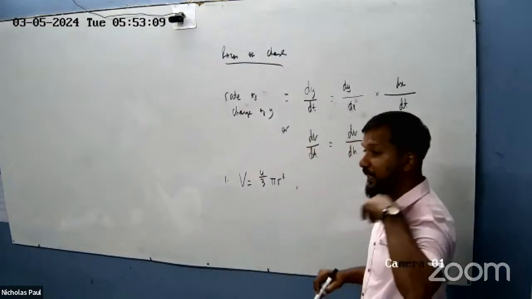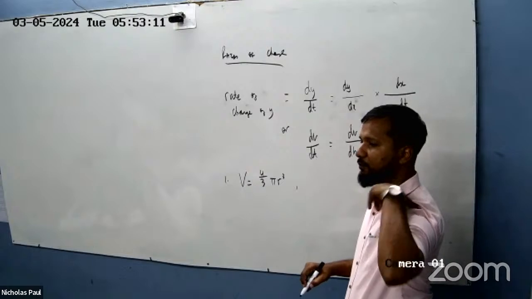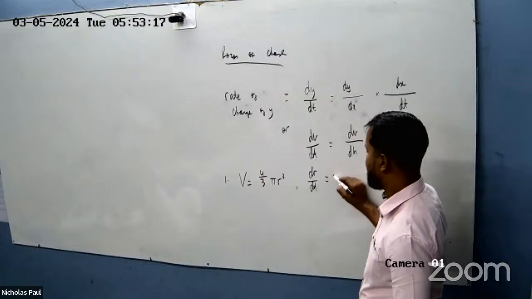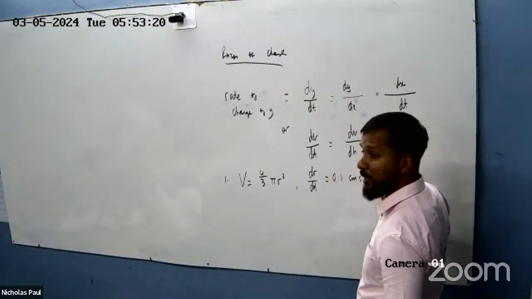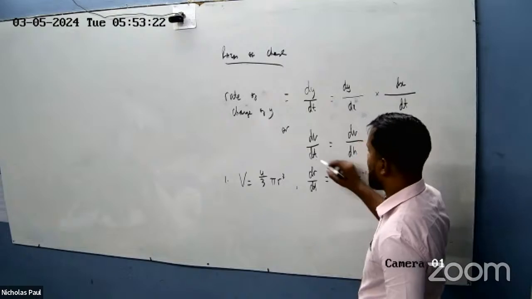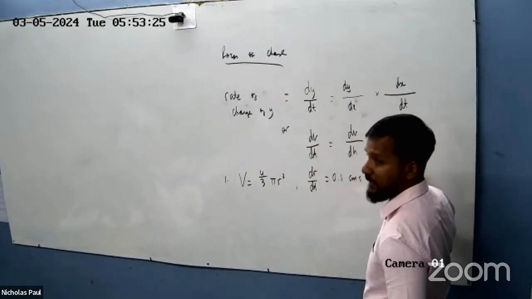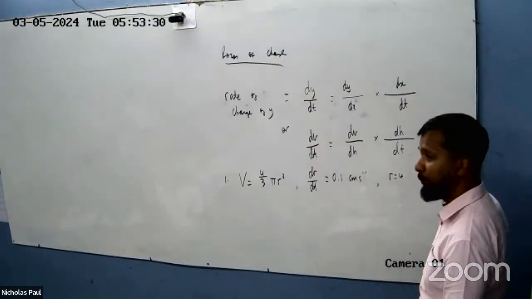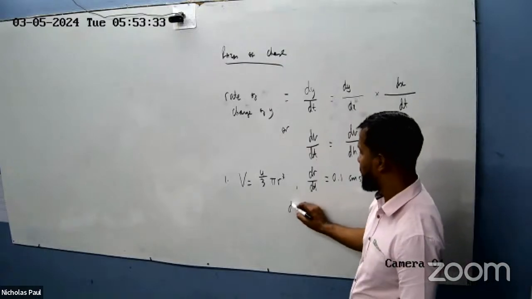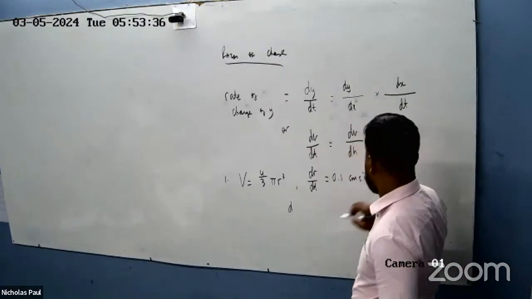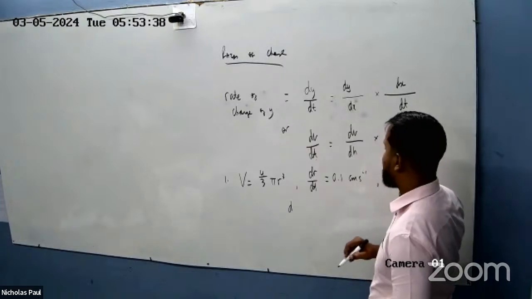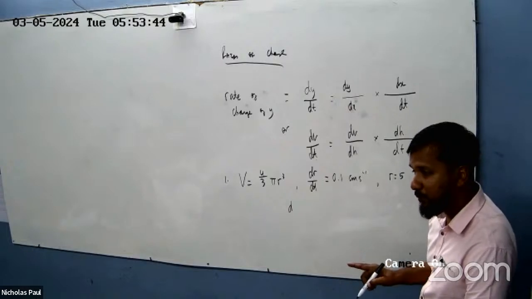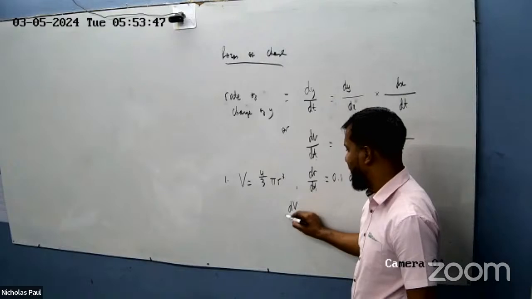Just take a little reread again. What else did they give you? They gave you dr dt, which was 0.1, right? They said when r is 5, sorry. And what did they ask us for? The rate of change of volume, so they asked for dV dt.